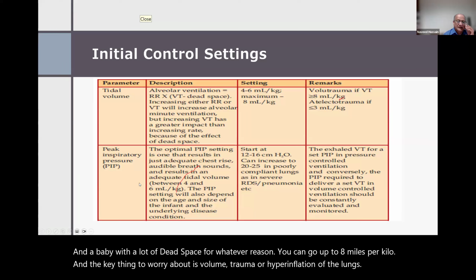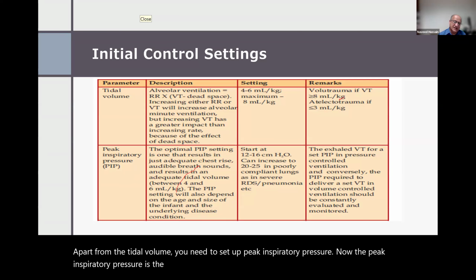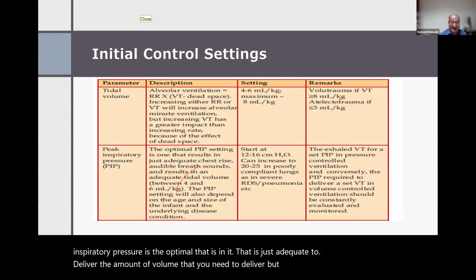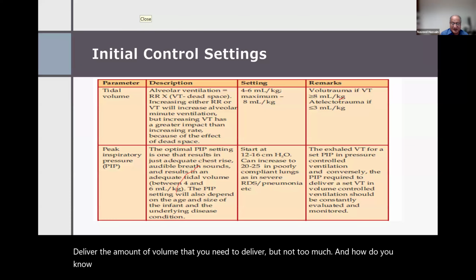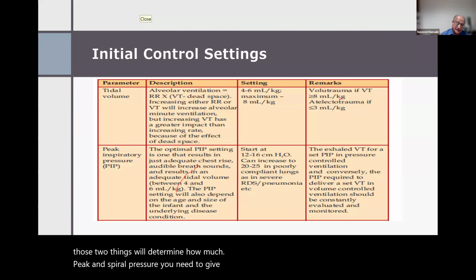Apart from the tidal volume, you need to set up peak inspiratory pressure. The peak inspiratory pressure is the optimal that is just adequate to deliver the amount of volume that you need to deliver, but not too much. And how do you know that? I think the best thing is to listen to the breath sounds and chest rise. Those two things will determine how much peak inspiratory pressure you need to give so that the lungs are moving and the chest is moving.